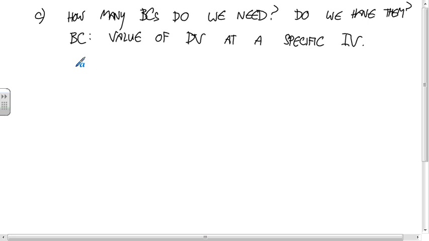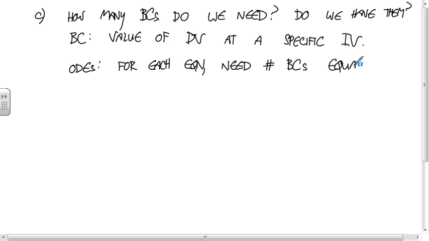Since we're only going to be dealing with ODEs, we don't have to talk about boundary conditions for PDEs. As you might imagine, they're much more complicated. But for ODEs, for each ordinary differential equation, you need a number of boundary conditions equal to the order of the differential equation.